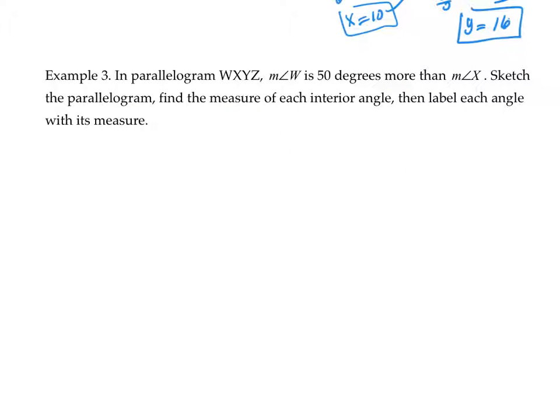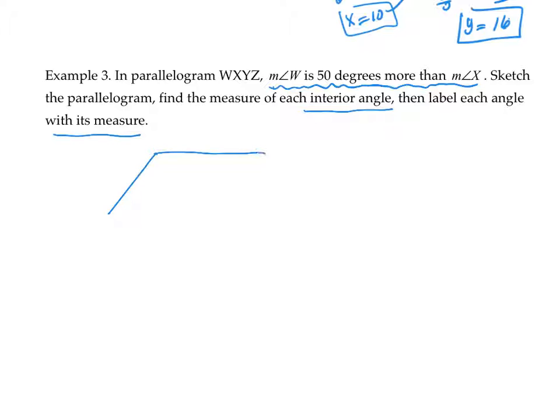For the last example, we're given a written description. It says in parallelogram WXYZ, the measure of angle W is 50 degrees more than the measure of angle X. Sketch the parallelogram, find the measure of each interior angle, then label each angle with its measure. So the first part is just coming up with a picture.